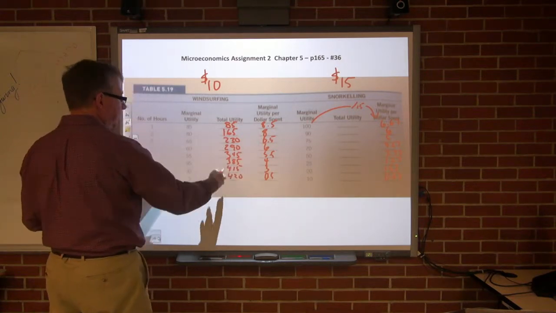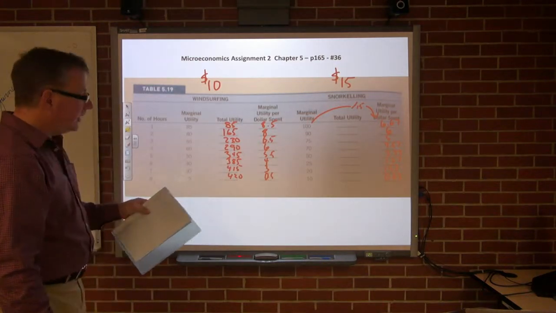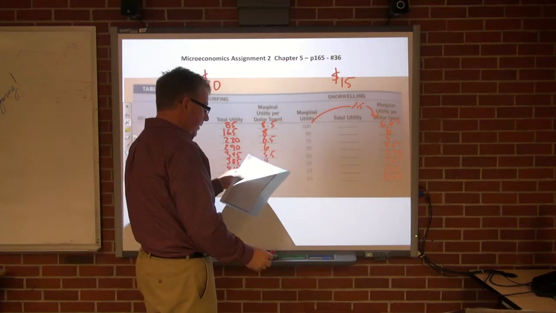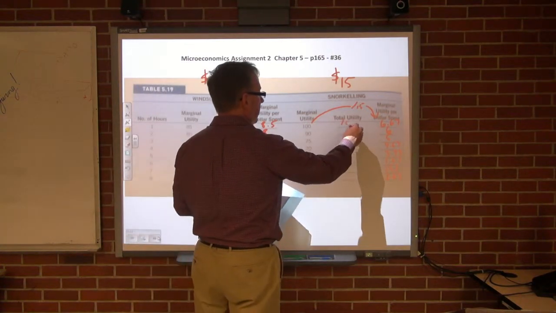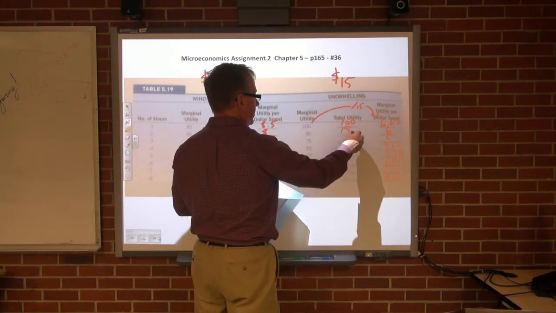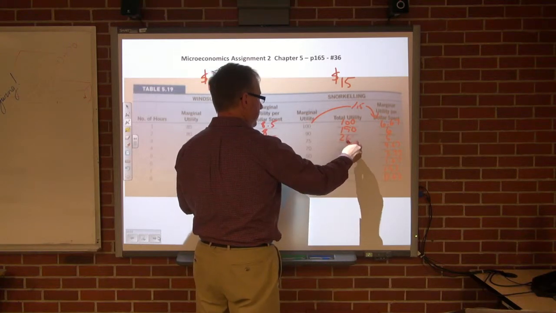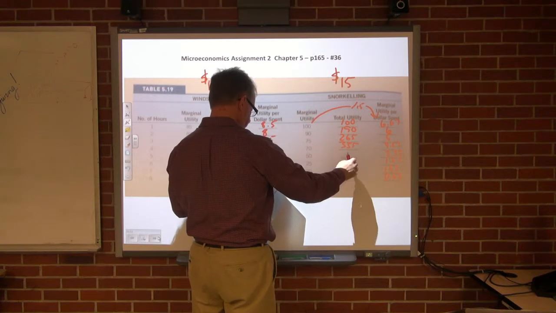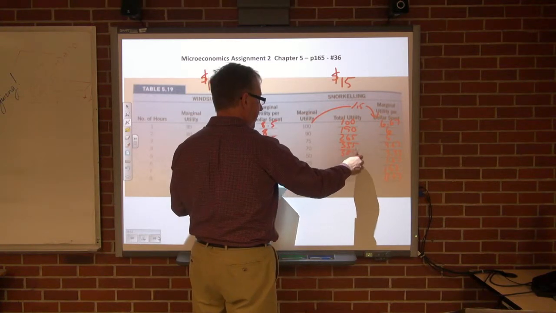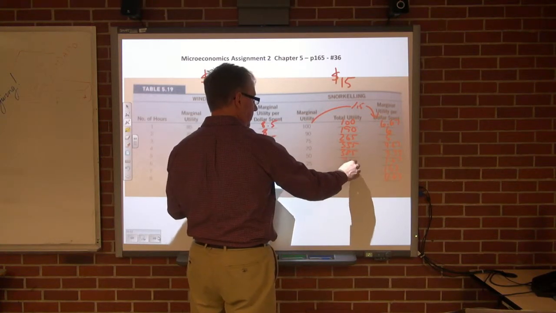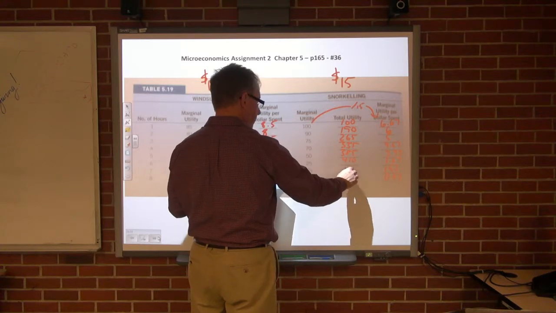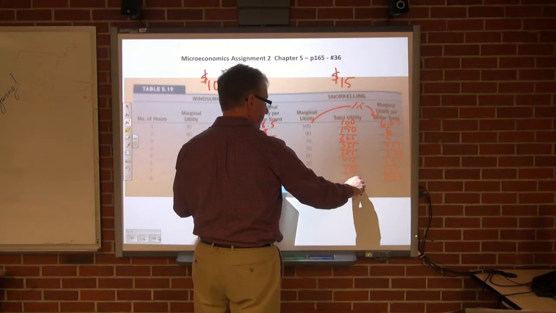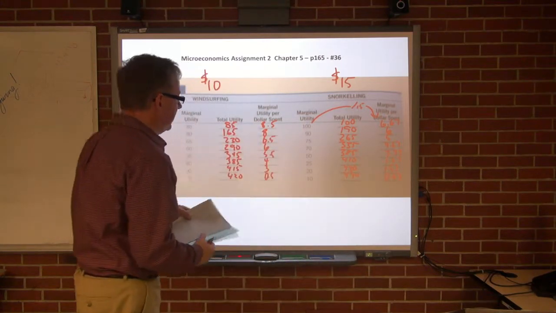290, 345, 385, 415, and 420. So all we're doing is summing up the marginal utilities. We have to do the same thing here in the snorkeling. And again, we're looking at 100, 190, 265, 335, 385, 410, 430, and then 440. So that basically fills the table.